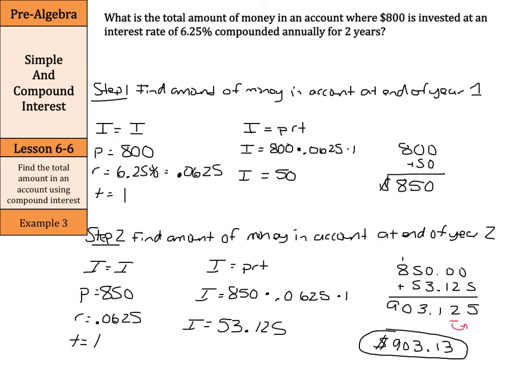So the biggest difference between compound interest and simple interest is that with compound interest, since we're compounding it, we're adding the interest back in every year, so we have to calculate for each year the amount of interest earned. So you can see the first year we earned $50 interest. We put that money back into the principal. Then we earned $53.12 interest.